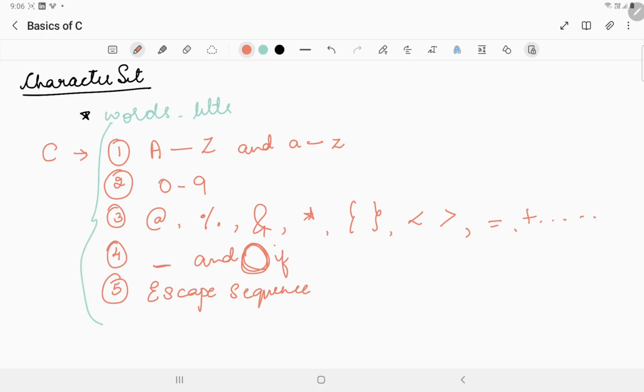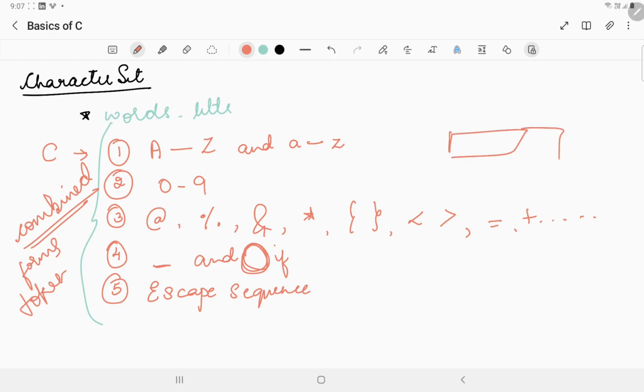Next, what do these character sets do? These character sets, when combined, form tokens. If you have not watched the previous video, you will find the basic explanation on C tokens there. So this is what a character set is. These tokens, as you remember, act like building blocks for the C language, and these character sets help in making those building blocks.